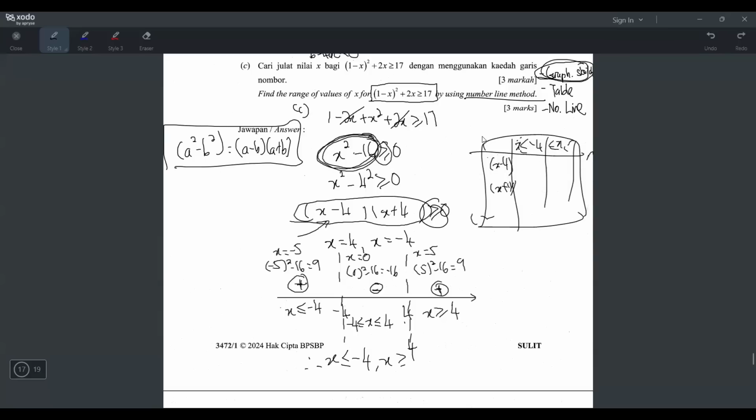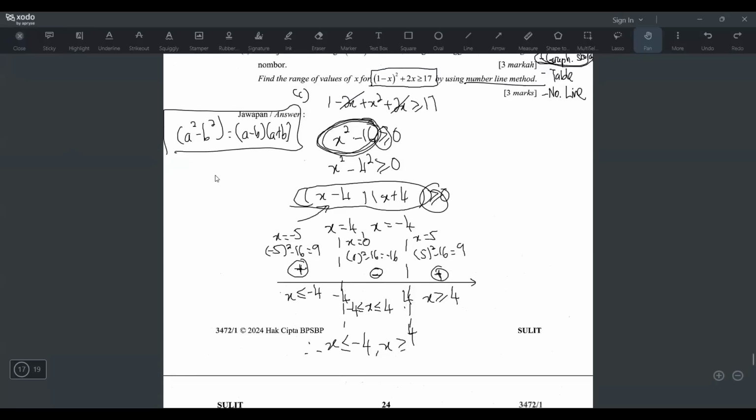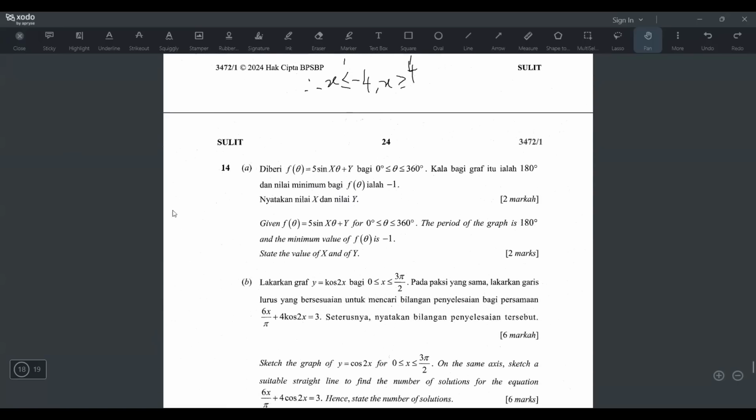I don't want to go into detail because I don't want to drag this video for so long, but the table method I just explained roughly and briefly. Okay, this question asks for the number line method, so I will just go through the number line method with you. Okay, so are you ready, right?